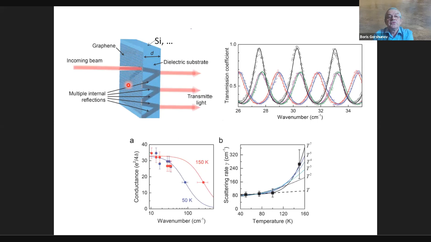Here, the graphene was transferred to the silicon transparent substrate. Here, one measures the transmission coefficient versus frequency. Due to interference of radiation within the substrate, one gets these interference fringes in the transmission coefficient. Although these spectra look very trivial, their analysis allows us to get very important fundamental information about the charge carriers in graphene, like the conductance versus frequency and temperature, or the scattering rate of charge carriers in graphene, as shown here.